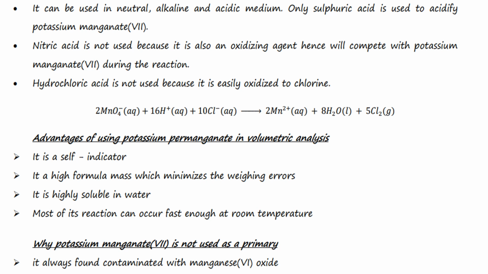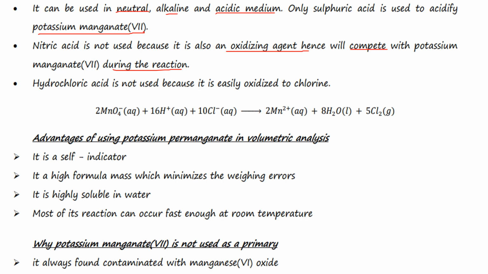So proceeding, we are going to say that it's used in neutral, alkaline together with acidic medium. Only sulfuric acid is going to be used when we are acidifying potassium manganate 7. The reason for that is that nitric acid is not used because it's a strong oxidizing agent. Since nitric acid is a strong oxidizing agent and potassium manganate 7 is also a strong oxidizing agent, both of them are going to compete during chemical reactions. So that's why we only use sulfuric acid to oxidize potassium permanganate.